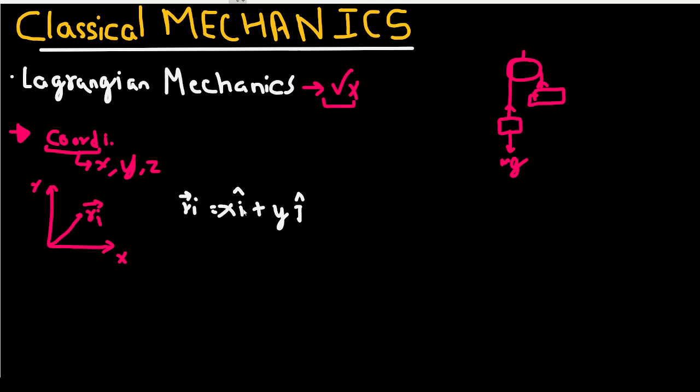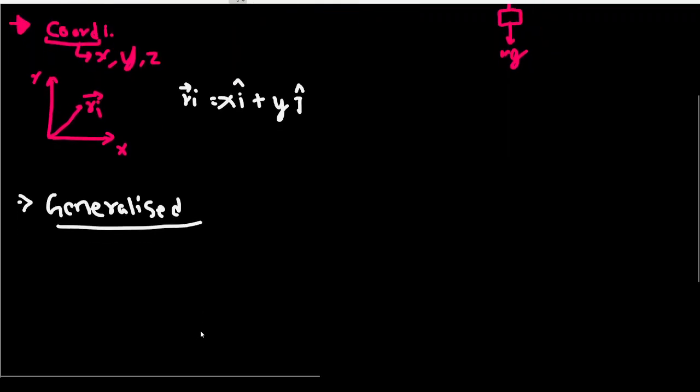But in Lagrangian mechanics, there is a thing which is different from the coordinates, what we call the generalized coordinate. So what is this particular generalized coordinate? Now we are entering into Lagrangian mechanics. So first of all, to understand it, you have to understand some of the basic terms.